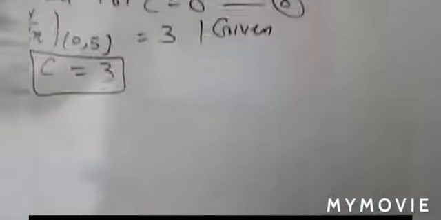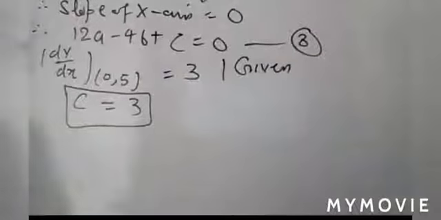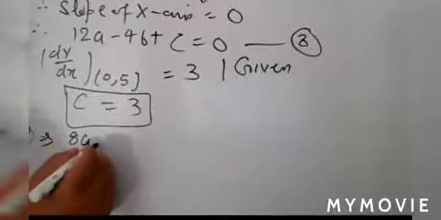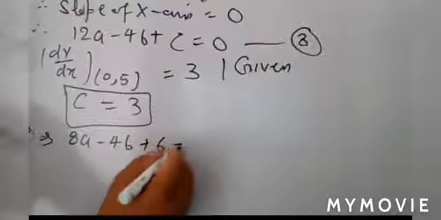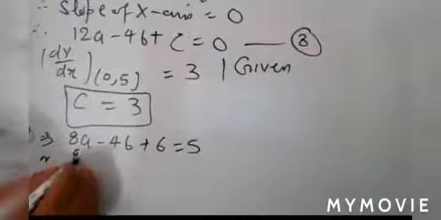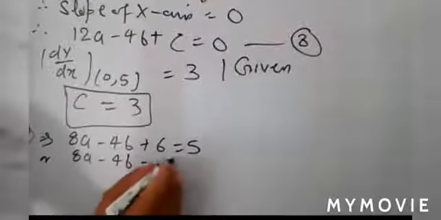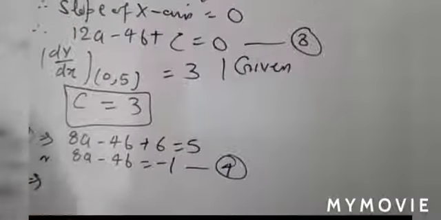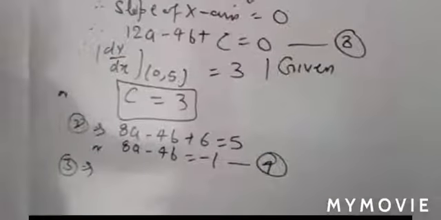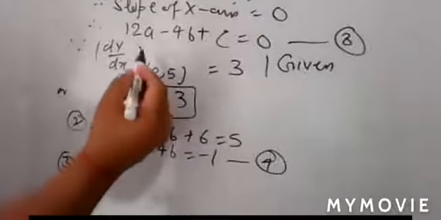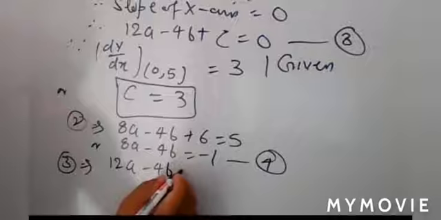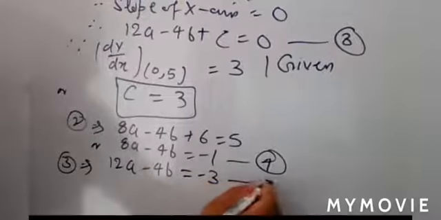Now putting that value of c in the second and third equations, solve for a and b. The second implies 8a minus 4b plus 6 is equal to 5, or 8a minus 4b is equal to minus 1. That is your fourth equation. And putting it in the third equation, you have 12a minus 4b plus c, so here you write minus 3, and that is your fifth equation.